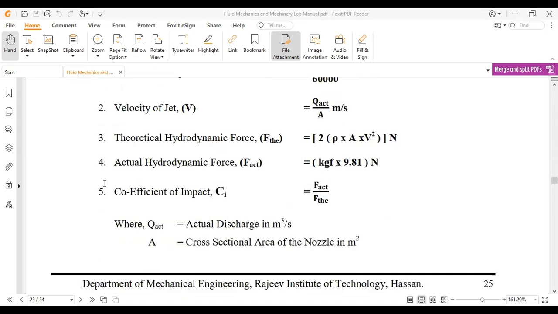So this is the calculation part of the impact of jet on vanes. Only two readings should be noted down: the flow rate and the force that is obtained on the scale.